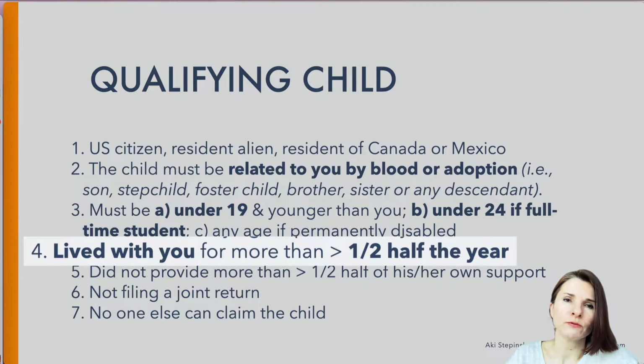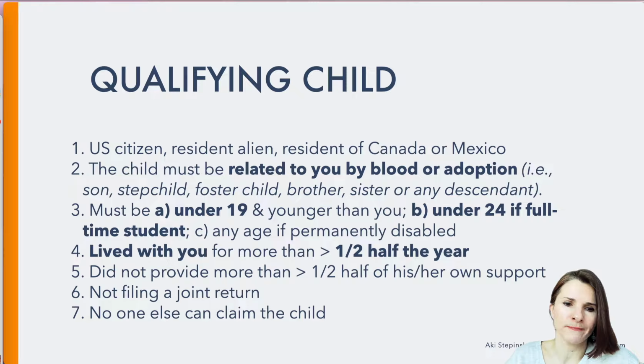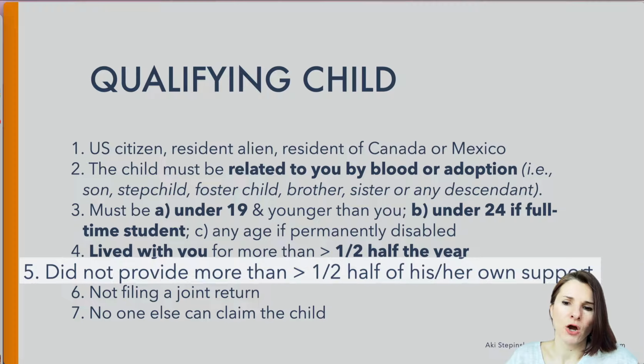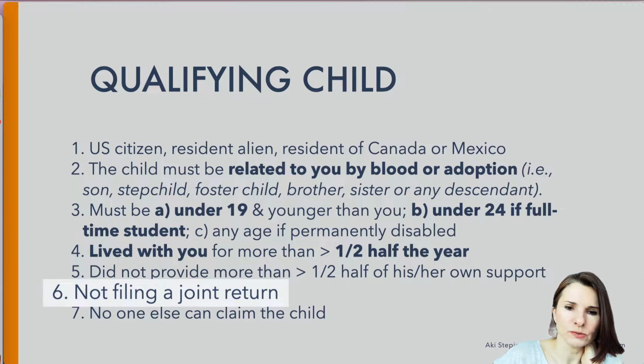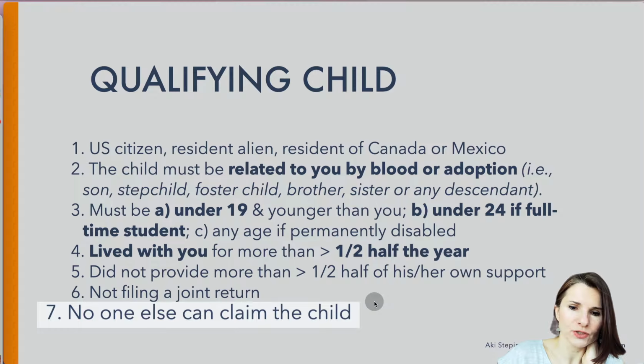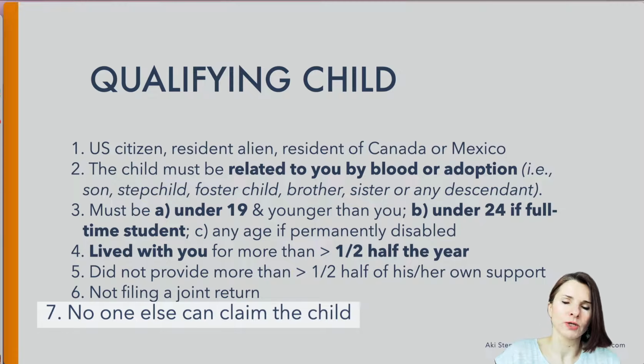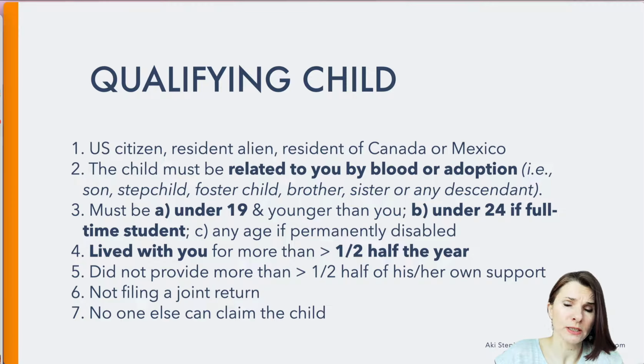Now, they have to live with you more than half a year, as we mentioned previously, so it's kind of a reiteration of these rules. They cannot provide more than half of their own support, and you can think about that because we're talking about, let's say, children who are 23, maybe a full-time student, but they might have a job, and if they provided more than half of their own support, you would not be able to claim them as a qualifying child. They cannot be filing a joint return because, again, they could be 22 and married, and no one else can claim the child. So for small or younger children, no one else can claim them.